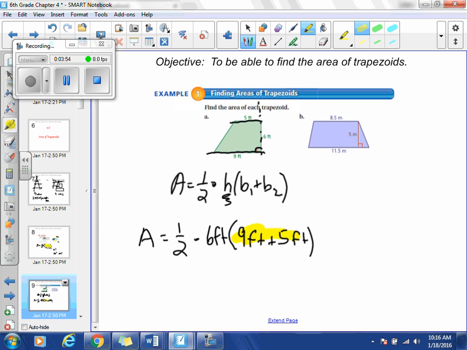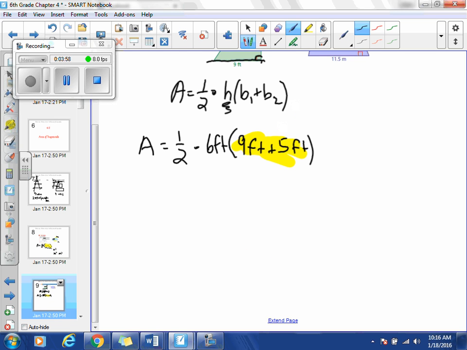All right, so I'm going to start in the group. I'm going to say, okay, 9 feet plus 5 feet is 13 feet. Just kidding, 14 feet. Just wanted to see if you were paying attention. 14 feet. All right, so this is our bases added together, 14 feet. We are going to take that times our height of 6 feet.